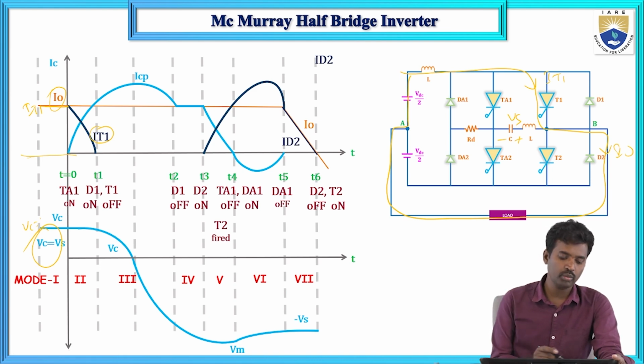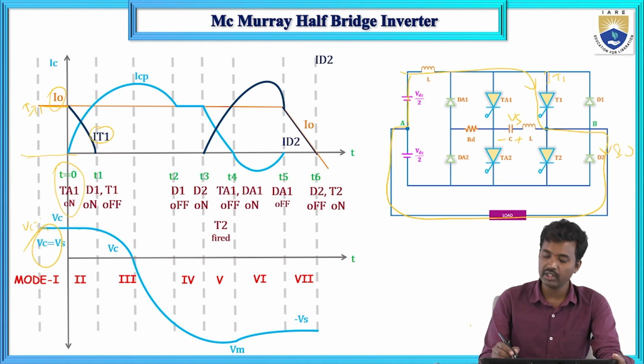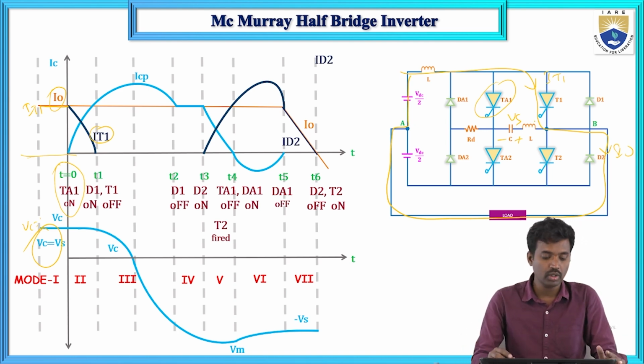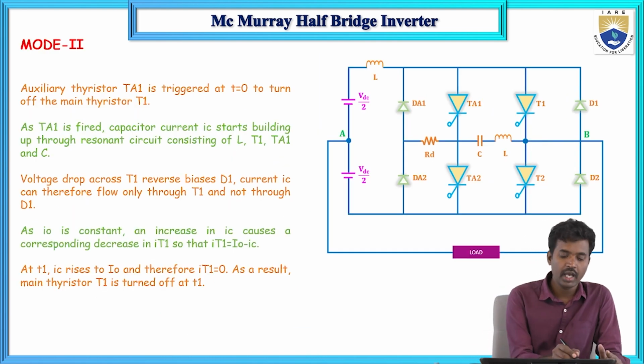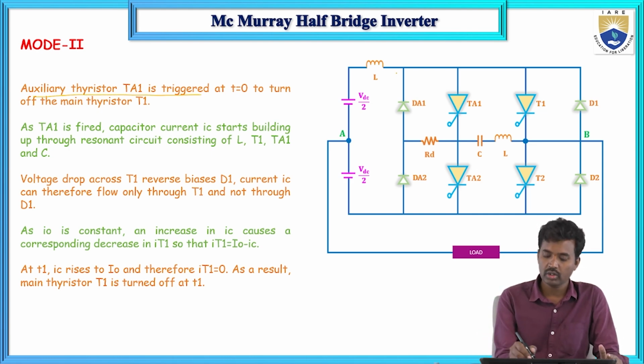Now the second mode of operation at t equals 0. TA1 was in forward blocking mode in mode 1 operation. In mode 2 operation, the auxiliary thyristor TA1, not the main thyristor, is turned on. So in the second mode, auxiliary thyristor TA1 is triggered at t equals 0. Initially it is conducting like this.